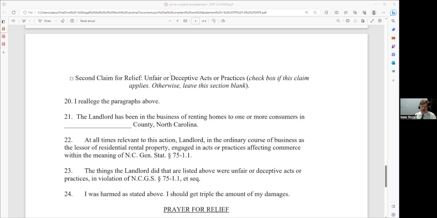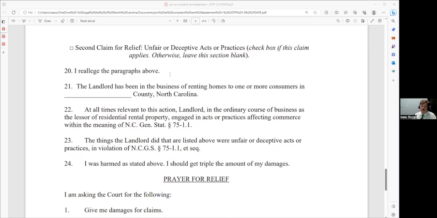And why is that important? The importance is, by bringing this claim, the tenant may be able to get a bigger judgment against the landlord, because if the court grants this claim as well as the first claim, the court can triple, or they call it trebling, the amount of damages. So if under the first claim I was entitled to $500 of rent back from the landlord, if the court grants this claim too, it would go from 500 to 3 times that amount, 1,500.